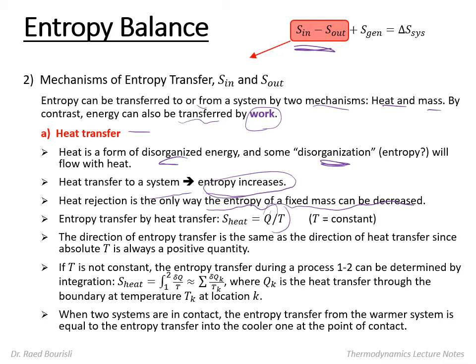If temperature is not constant, then the entropy transfer during a process can be determined by integration. I have to integrate this, and if I have to integrate, I have to have a functional relationship between T and Q.